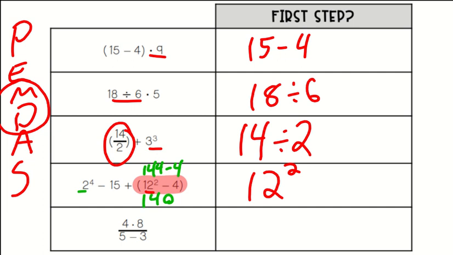Then we got an exponent outside the parentheses. So we do the exponent next. 2 times 2 is 4, times 2 is 8, times 2 again, 16. So we got 16 minus 15 plus 140. And like I said, these two get done together. We just go from left to right. So 16 minus 15 is 1, plus 140, 141. So everybody seeing how this is going?